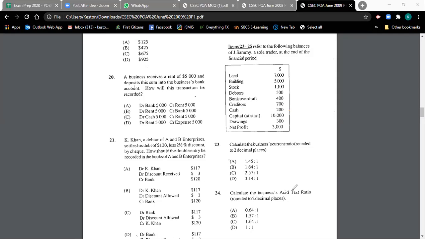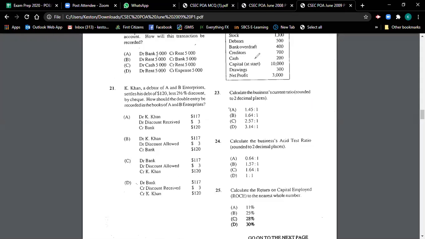24, calculate the business's acid test ratio. So you're doing the same thing, except you're not going to include stock. So now we're just looking at this and this. 700 now over 1100. How much you get? Yep, very good. Well done. 0.64 to 1. Alright, everybody alright with that?